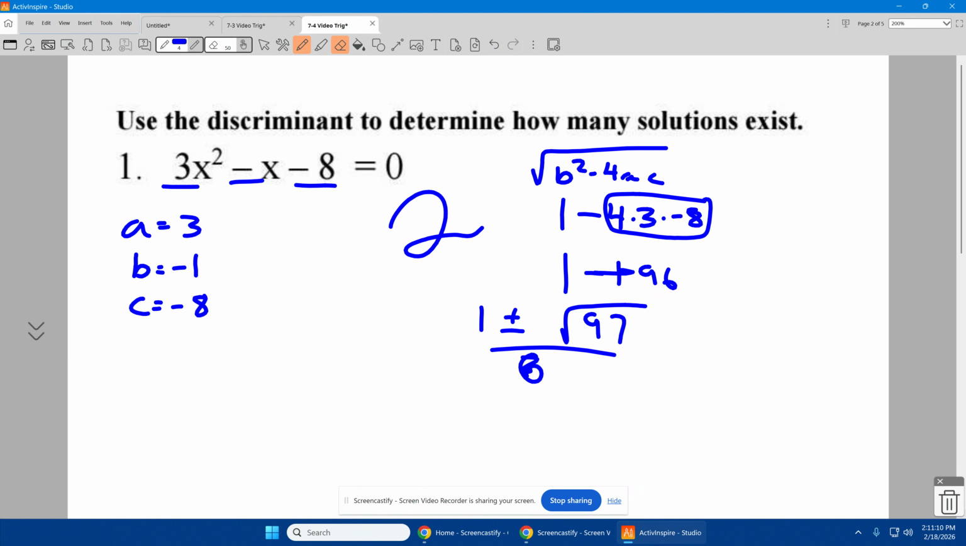If it's a positive number underneath this radical, you're going to get two solutions. If it's negative, there's not any solutions. And if it's neither positive or negative, meaning you got 0 in there, there's going to be one solution. But in this case, two solutions.